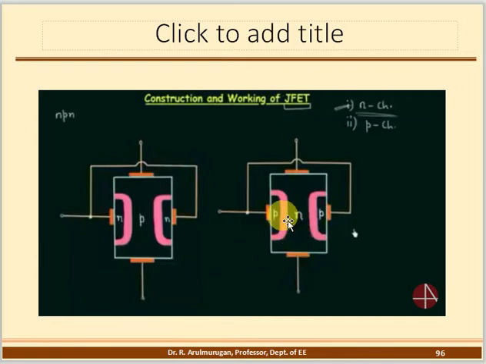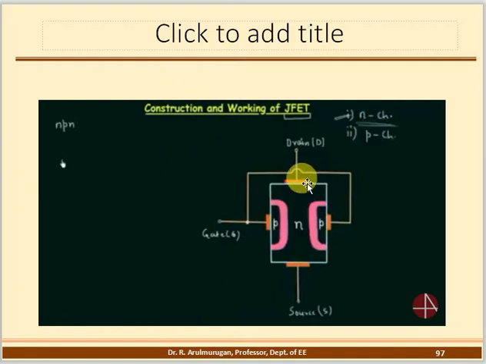Here is an N channel, where N is the majority portion, and a P channel, where P is the majority portion. What are the other layers? There are two P layers, and these two P layers are connected to a terminal called the gate terminal. What are the other two terminals? The drain terminal and the source terminal. So there are two types of channels, N channel and P channel, by majority portion.